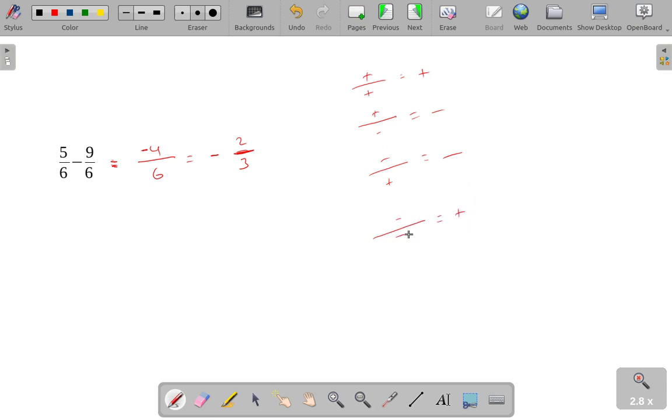Ultimately, the way to simplify all this is to count up the number of negative signs, and as long as the number of negative signs is even, so either 0 or 2 negatives, the result is going to be positive. If the number of negative signs is odd, well, in this case, if it's 1, because you're not going to have 3 negatives here, the result would end up being negative.